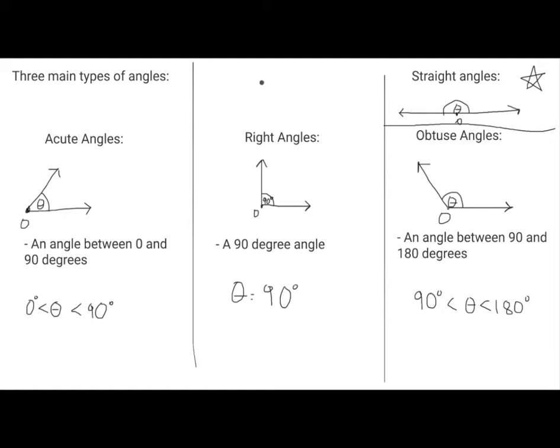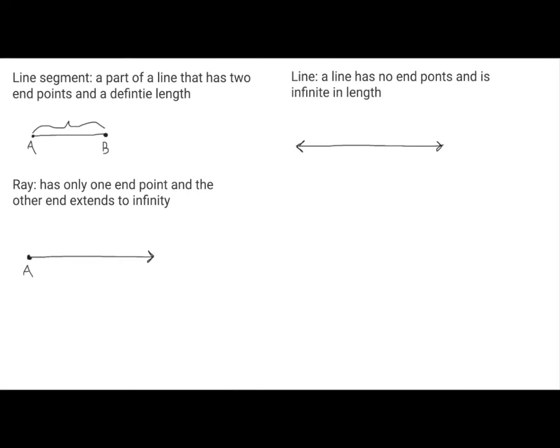It is also important to note that you may see right angles written in a slightly different way with a rectangle as the angle. This means the exact same thing as 90 degrees. It's just a different way of writing 90 degrees. It's a shorthand version of writing it.